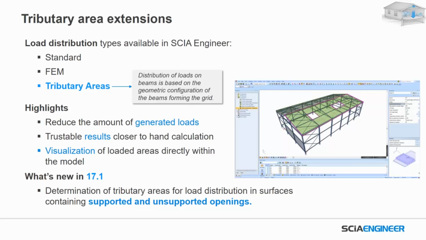We also get a better visualization of the loaded areas directly in the model, so we can see those tributary areas being calculated on particular members. What we added new for 17.1 was the determination of tributary areas for surfaces containing supported and unsupported openings. Being able to include openings and have those referenced in the model made a really big deal because, just like using openings for punching shear, every slab has some sort of opening that needs to be taken into account. We need to take those into account not only in our punching shear checks, but also in our calculation of the tributary areas and the loads that go to elements based on those tributary areas.